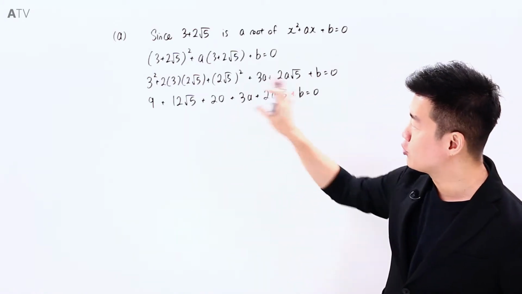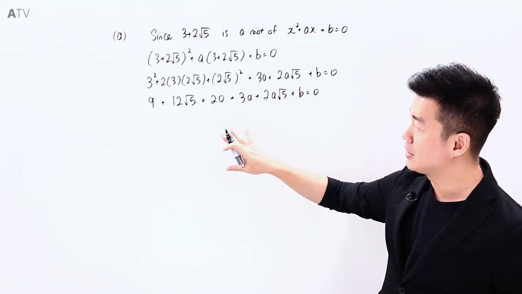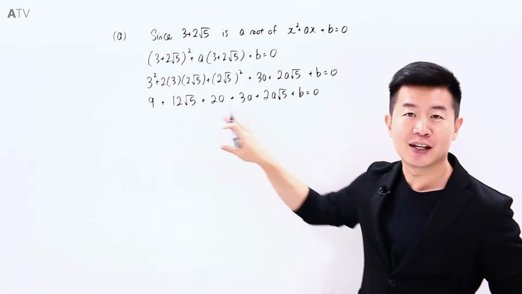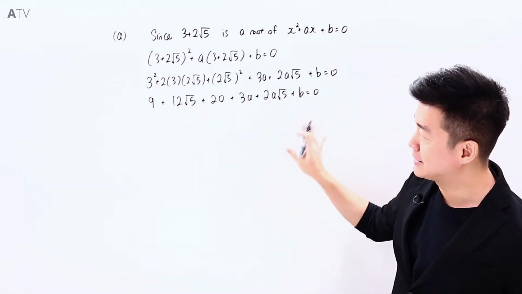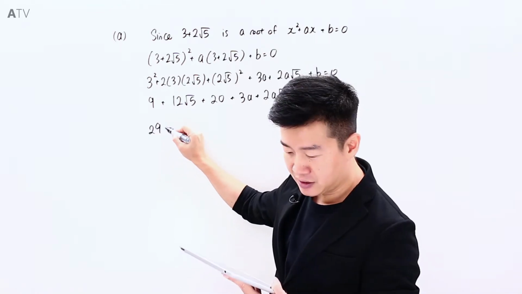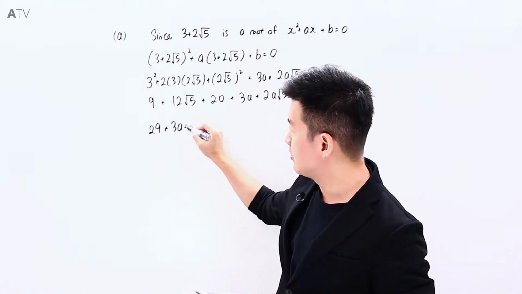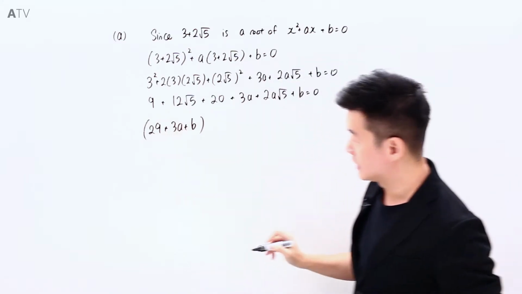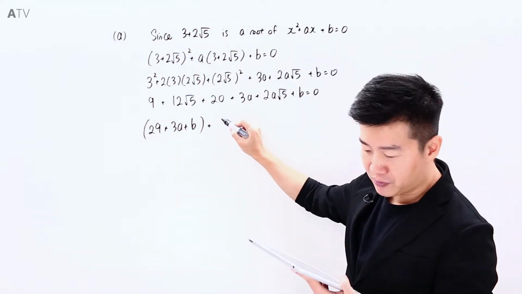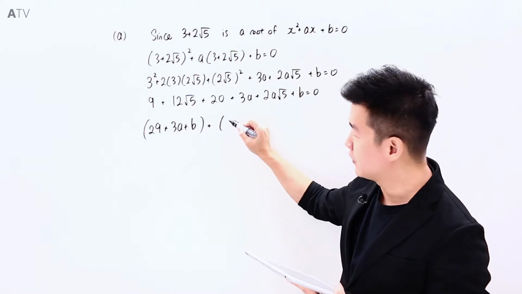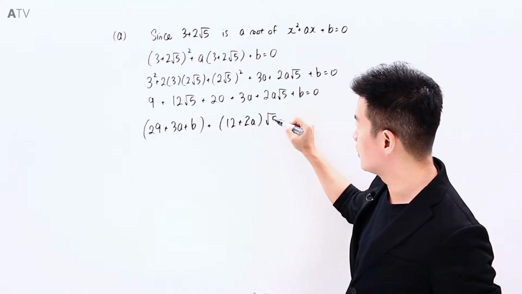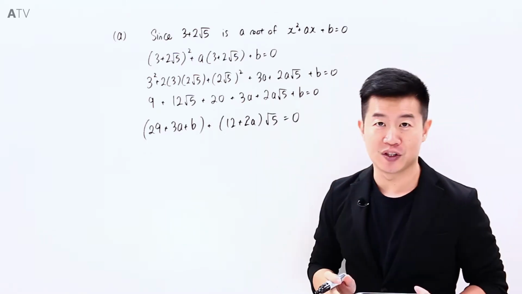Let me regroup this entire left hand side so that the terms without the square root of 5 I put together, and the terms with square root of 5 I put separately. So what we will have is 29 plus 3a plus b. These are the terms without the square root of 5. And the terms with square root of 5, factorizing out square root of 5, will be 12 plus 2a of square root of 5. This is equal to 0.